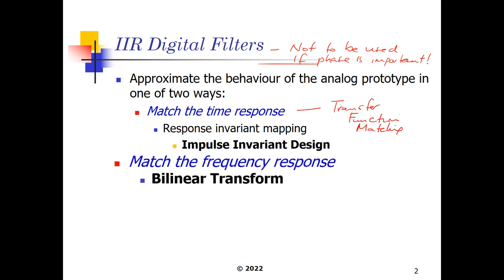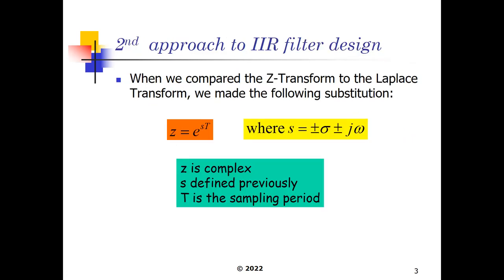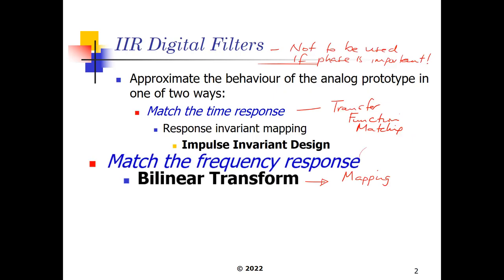Today, we are going to look at the other way of making these infinite response filters, which is to match the frequency response. And we do that by a little something on a transform, right? This is not a transform to the extent that we understand it, like a Laplace or a Fourier or a Z. This is really a mapping, right? Again, it is a mapping, right? So let's see how that works.